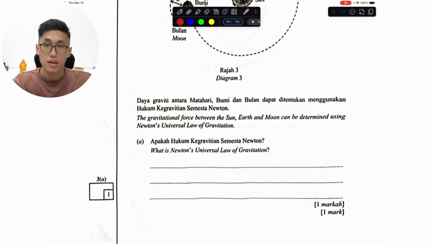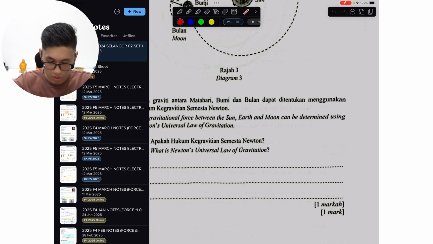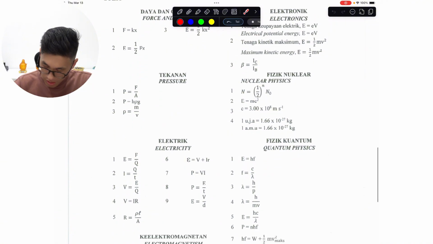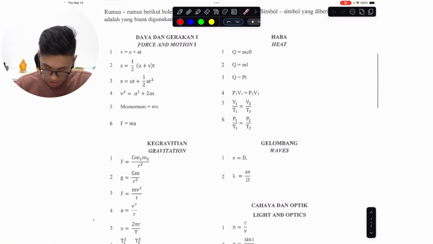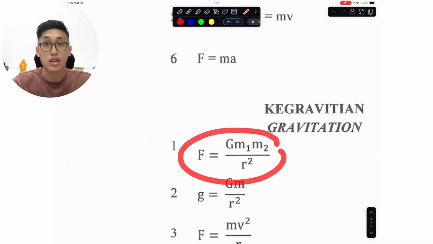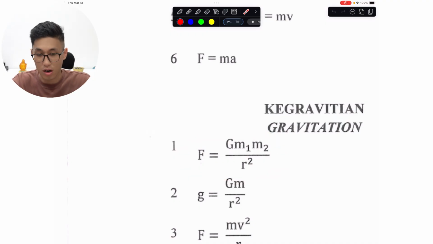Now, Newton's universal law of gravitation is actually the formula, the main formula in gravitation. If you look at your formula sheet, look at this formula right here. The first one, F equals GMM over R squared. So if you can translate this formula into words, then you will get Newton's universal law of gravitation already. Okay? So let's have a look at this formula.